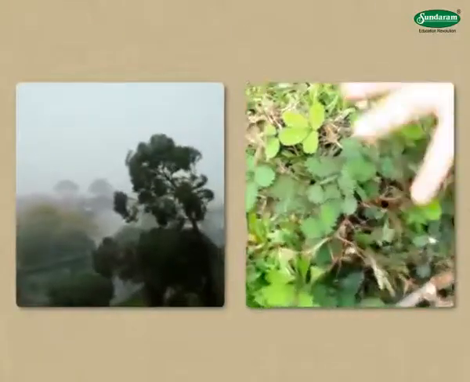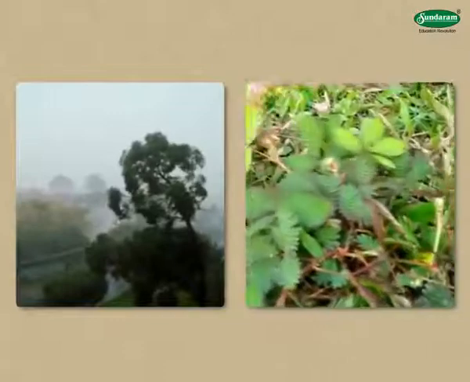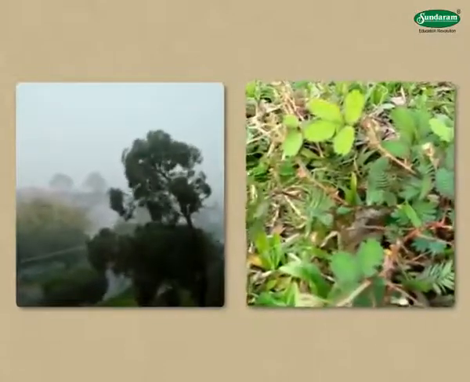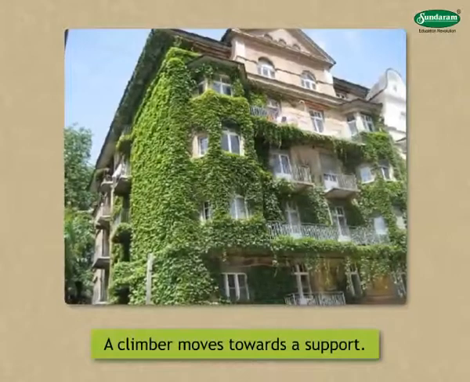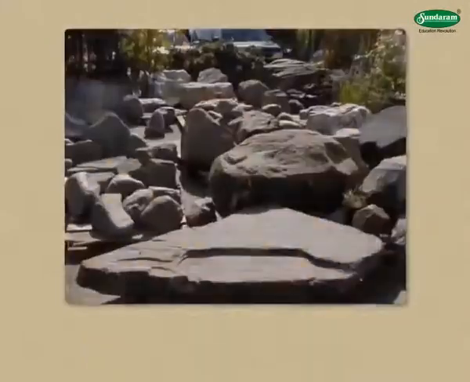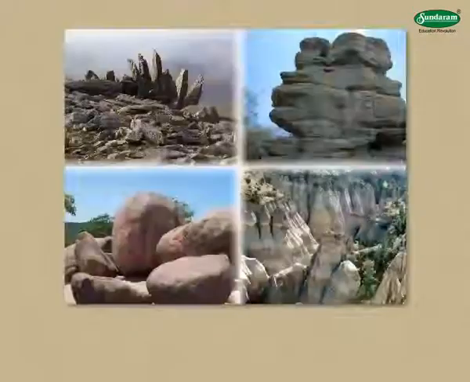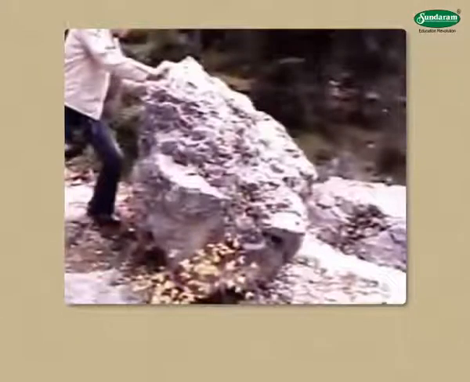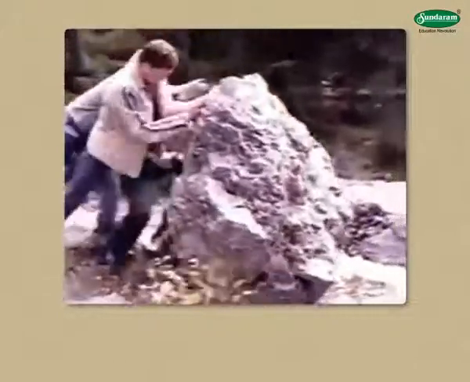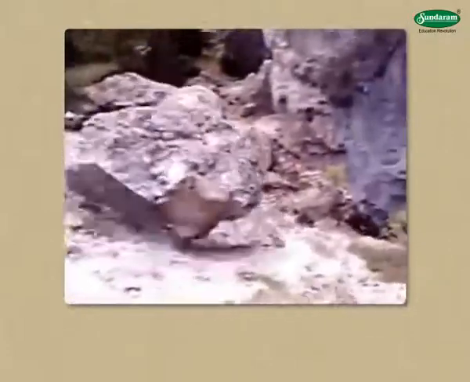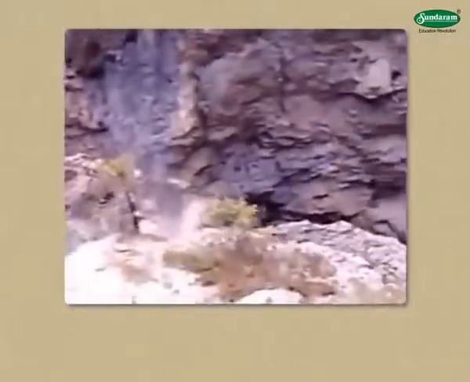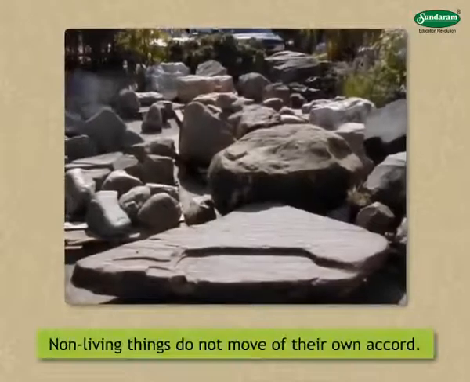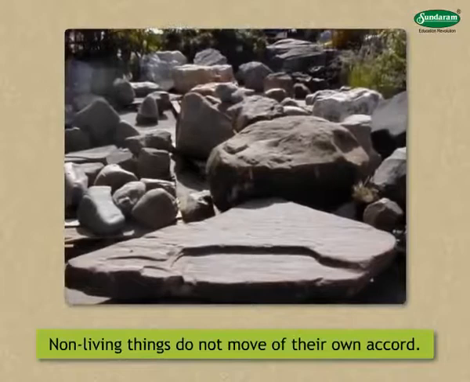Plants also move. They make some movement but do not change their place. For example, a climber moves towards a support. Do non-living things move? If a stone is kept in a certain place, it will remain there for years together. It cannot move by itself. It will only move when someone moves it. If moved to another place, it will remain in the new place. It means that non-living things do not move of their own accord.